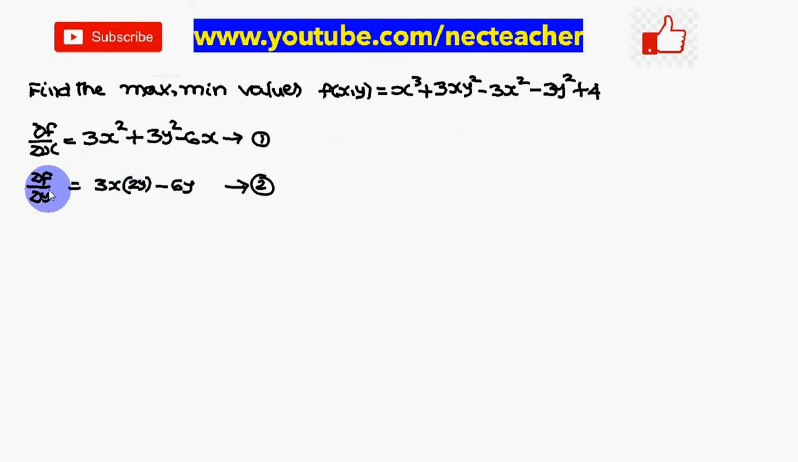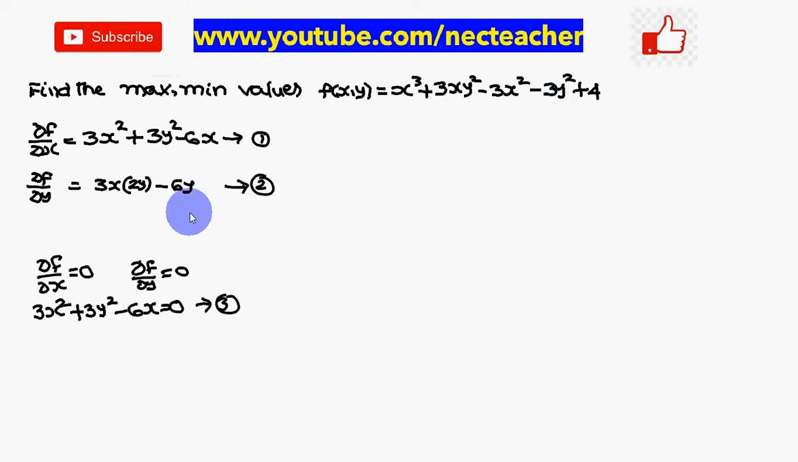Next, similarly, ∂f/∂y means x is a constant. X is a constant means x cube is constant, so 0. Here 3x square also gives 0. So what we are left with is 3xy square. The differentiation of y square is 2y, therefore 3x into 2y is 6xy. Here minus 3y square is there, therefore minus 3 into 2y, minus 6y.